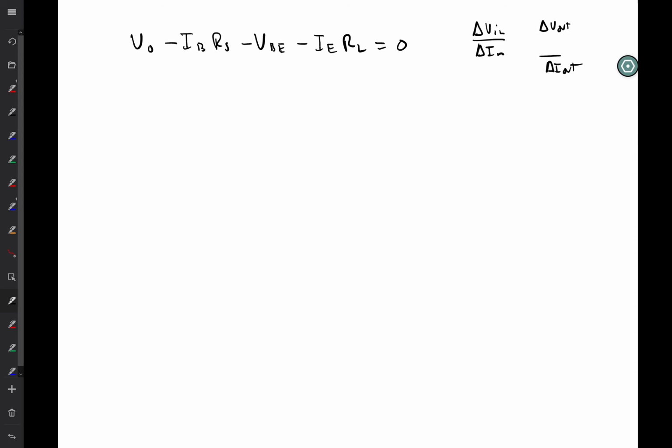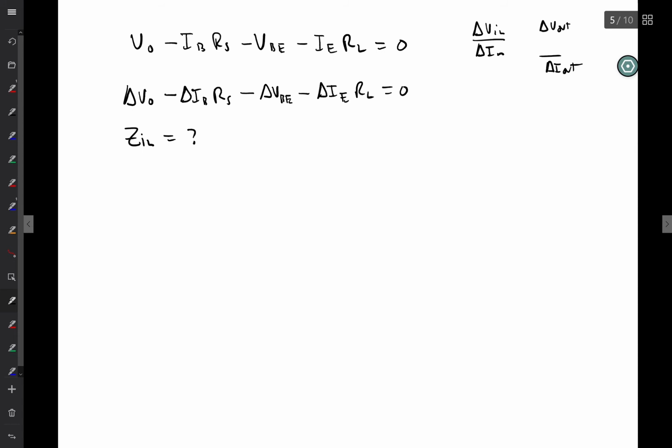So starting over here, I'm going to take differences, and I'm going to say delta V naught minus delta IB times RS minus delta VBE minus delta IE RL is equal to 0. Now I have to ask the question, what am I after? Let's go for input impedance first.